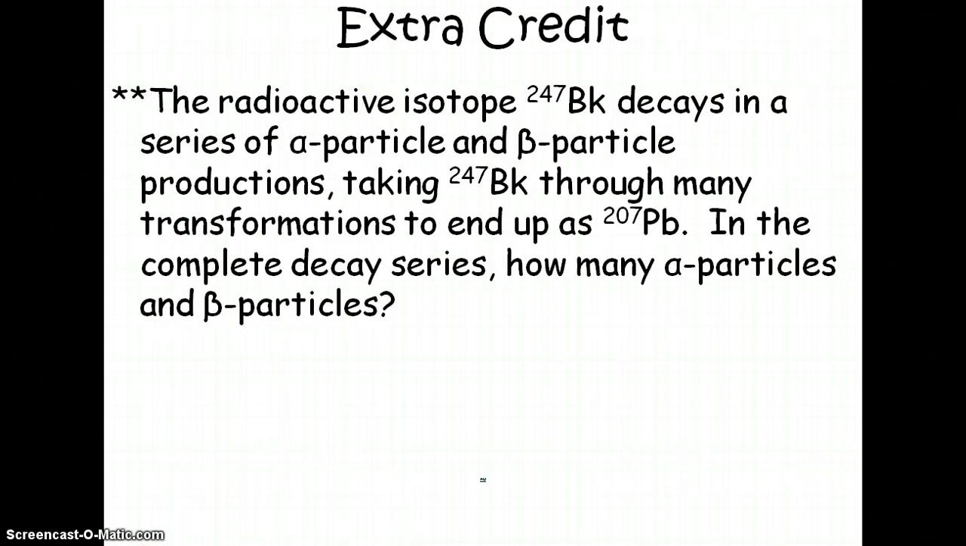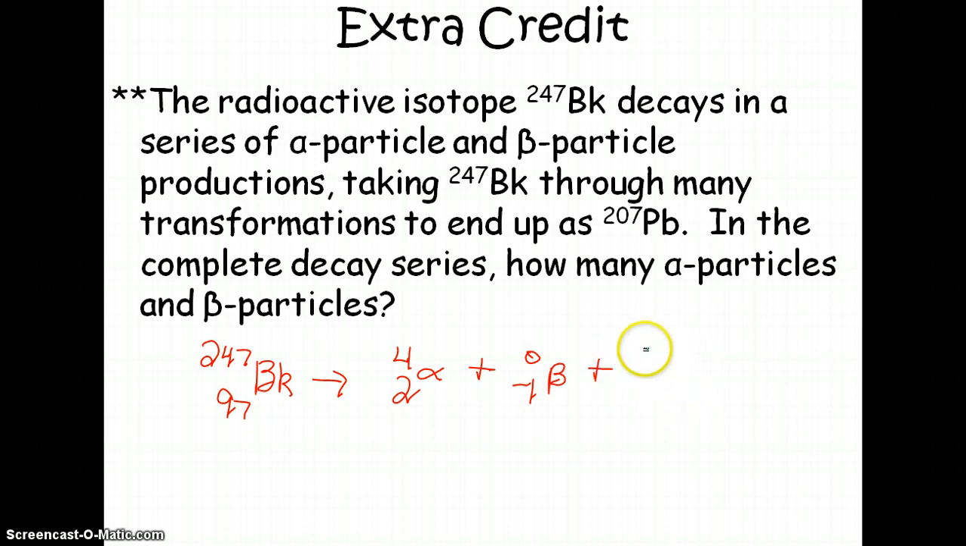All right. This is an extra credit type problem. It's a little more advanced. So you know that you have element 247, Bk, and Bk's atomic number is 97, so that's the bottom number. And it decays by some number of alphas and then some number of betas, and becomes lead 207. All right, and lead is element 82.